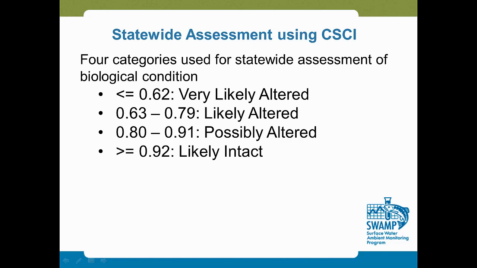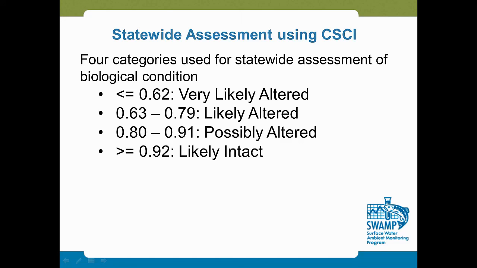During development of the CSCI, the mean score of reference sites is 1. Sorry, let me repeat that. The CSCI was calibrated during development so that the mean score of reference sites is 1. So scores that approach 0 indicate great departure from reference condition and degradation of biological condition.